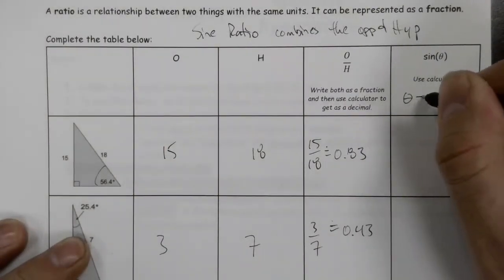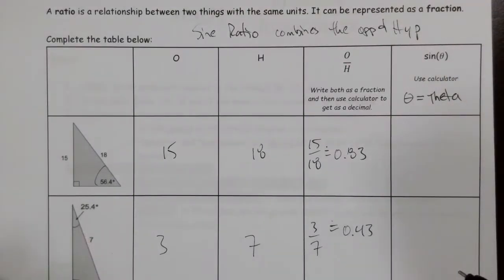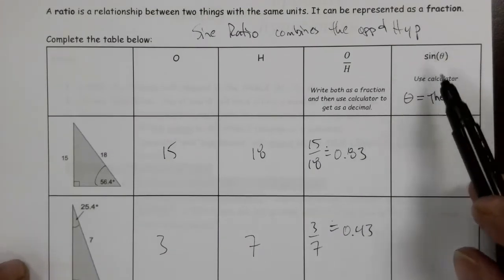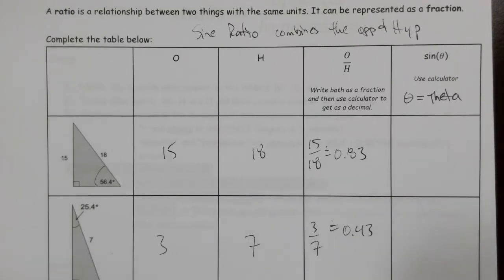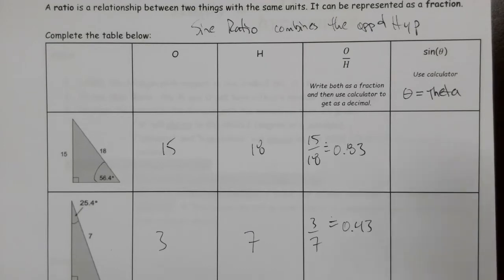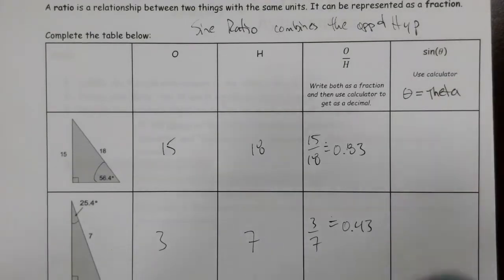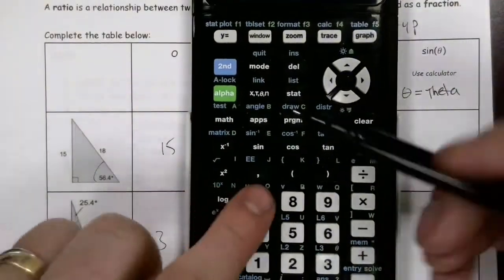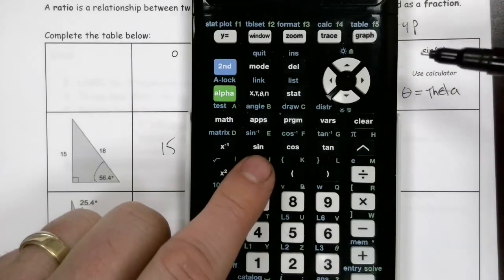Now, over here, this last column is the sine of theta. This symbol right here is the Greek letter theta. When you see that kind of 0 or O with a line across it, that is typically the symbol that we use to refer to an angle. Okay? So when you see that symbol, you can tell, okay, that's got to be an angle that they're referring to here. So I've got this sine of theta, sine of the angle. Now, sine is right there on my calculator. That's what we're referring to. So we're wanting to use the calculator here.